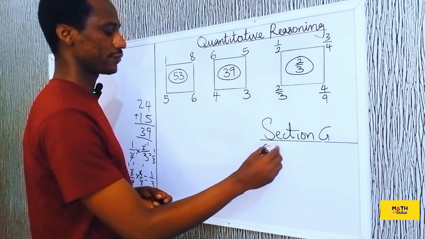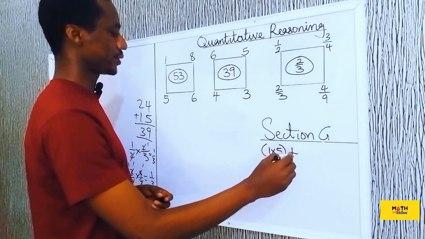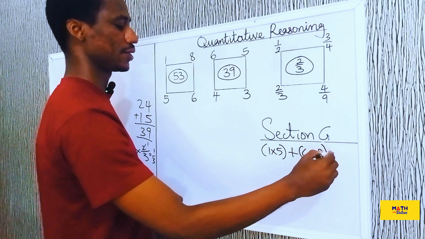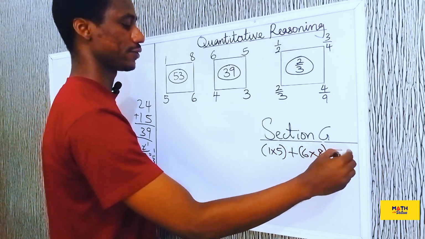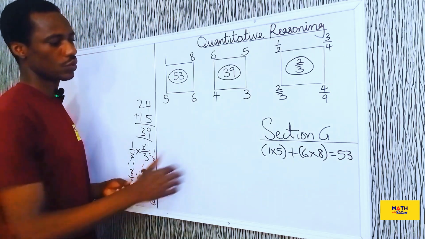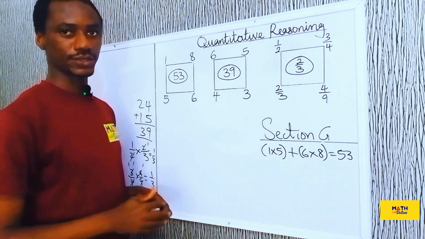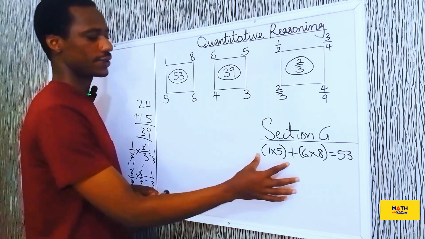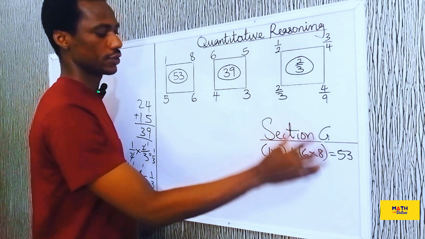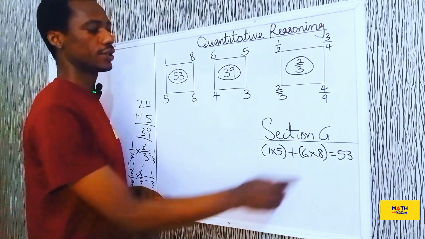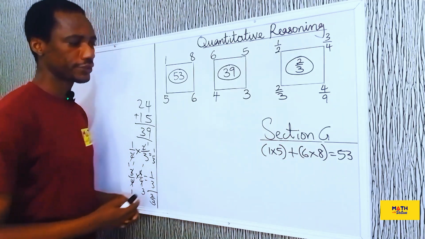1 times 5 plus 6 times 8, and that gave us 53. 1 times 5 plus 6 times 8. Can you see how I put them in brackets? All right, so we do this first. We also consider this before we add them together, and the answer is 53.